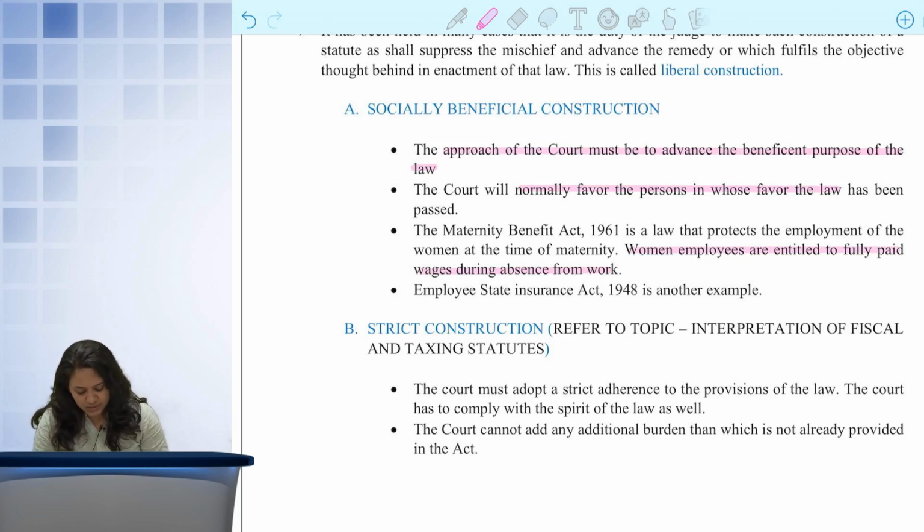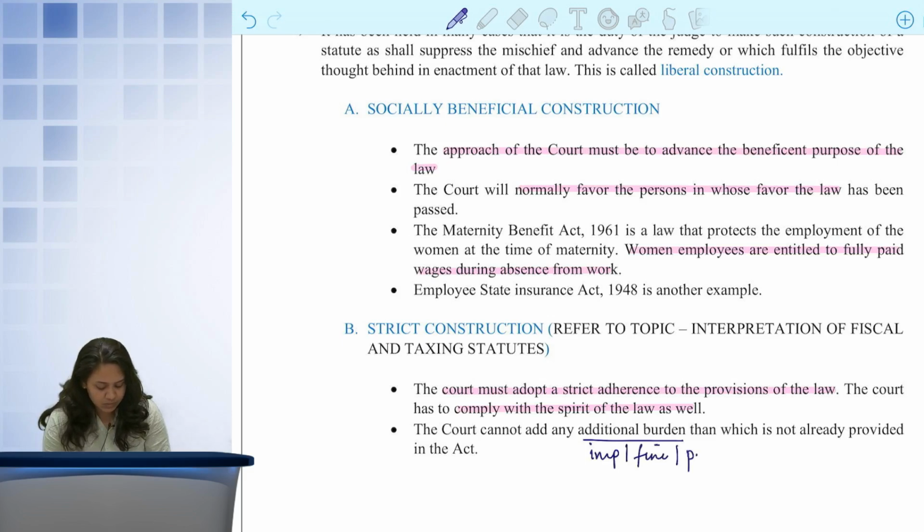Strict construction says the court must adhere to the strictest provisions of the law, and the court should not only apply the provisions of law strictly, they must also comply with the spirit of the law. They cannot add any additional burden other than what is already provided in the Act. An additional burden can even include imprisonment or fine, or any form of penalty. So this is the difference between strict interpretation and liberal interpretation, which is applicable to your penal statutes and your remedial statutes respectively.